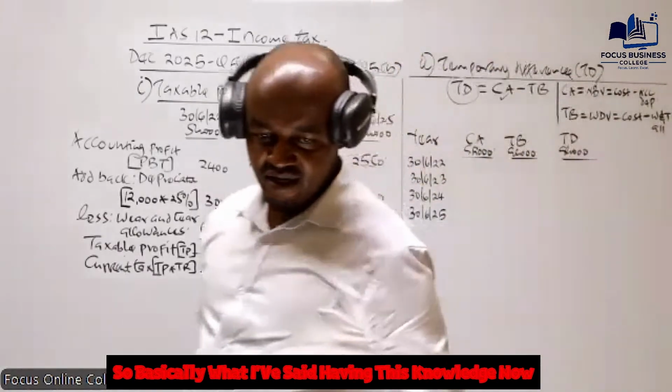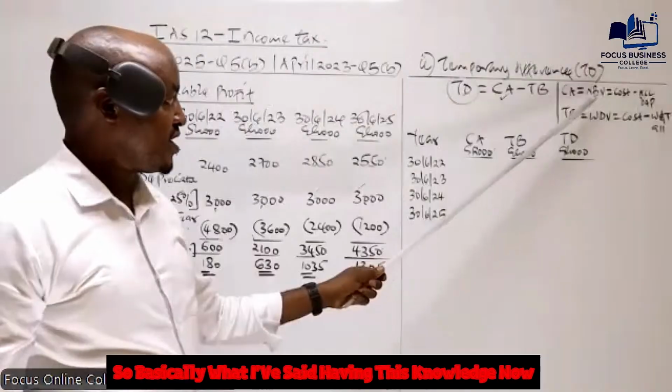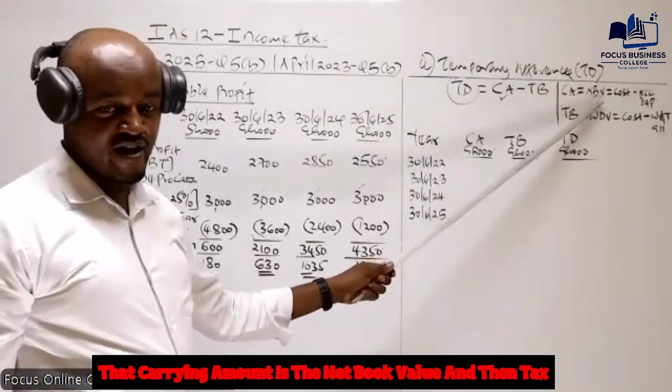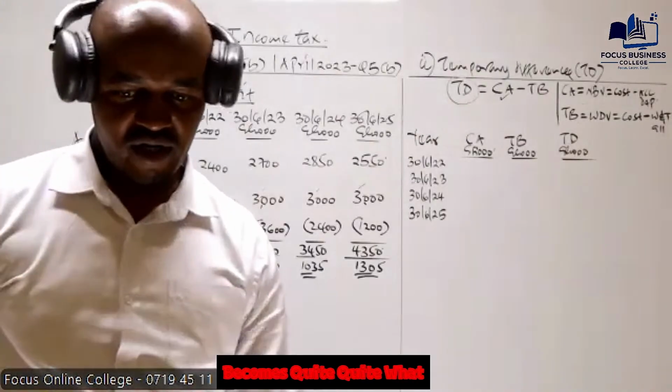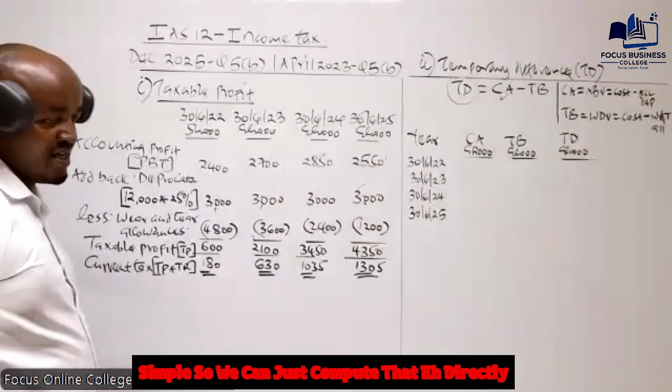So basically, having this knowledge now that carrying amount is the net book value and tax base is the written down value, then that one becomes quite simple. So we can just compute that directly.